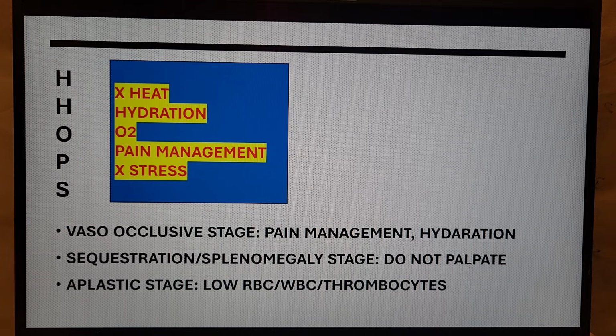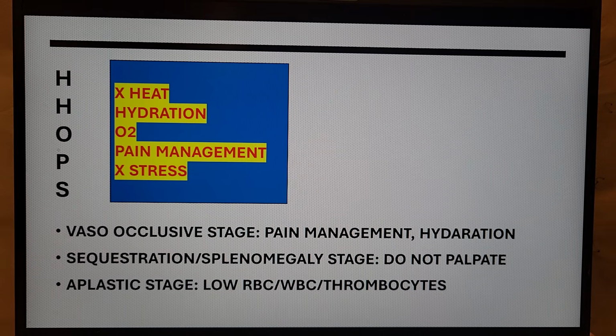Stage number 2 is sequestration, splenomegaly. Your priority here is do not palpate. You have to avoid rupture. Do not let the spleen rupture. There are 2 diseases that you have to know that can cause splenomegaly. One is sickle cell anemia and the other one is mononucleosis infectiosa, right? Mono, that's the one that is the kissing bug, Epstein-Barr virus, right? So 2 diseases that usually can cause splenomegaly.